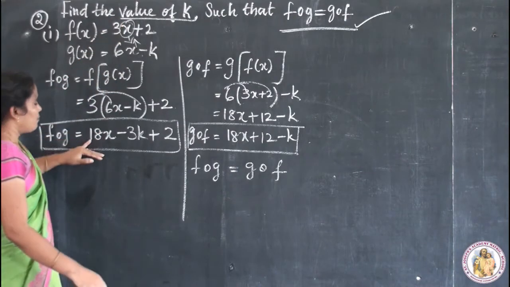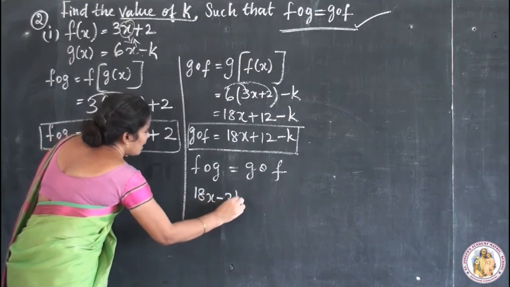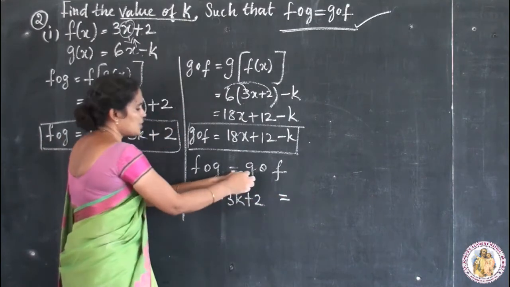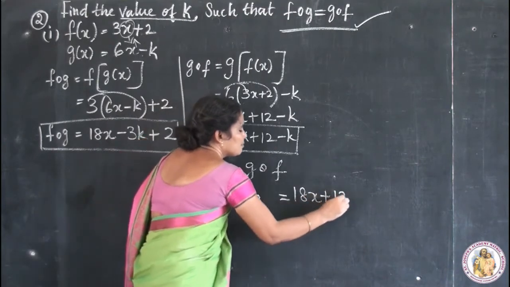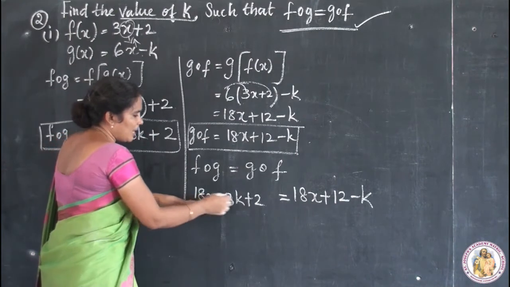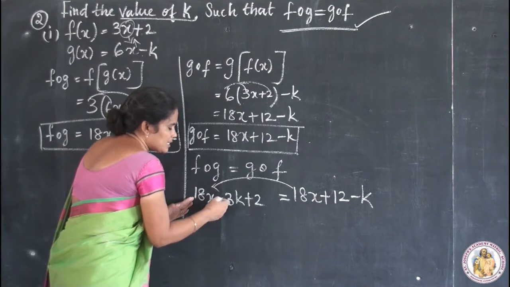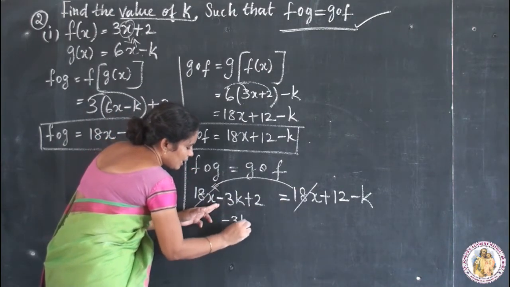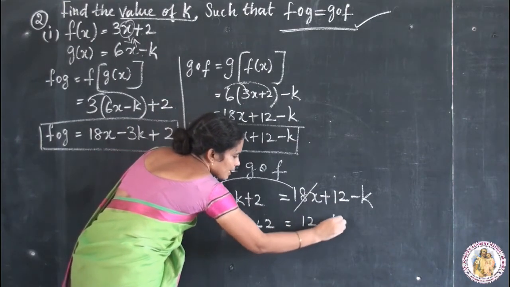So write f of g, that is 18x minus 3k plus 2 plus 18 and minus 18. If plus 18 comes to the left side, it will become minus 18. So plus 18 minus 18 cancel. Remaining 3k plus 2 is equal to 12 minus k.